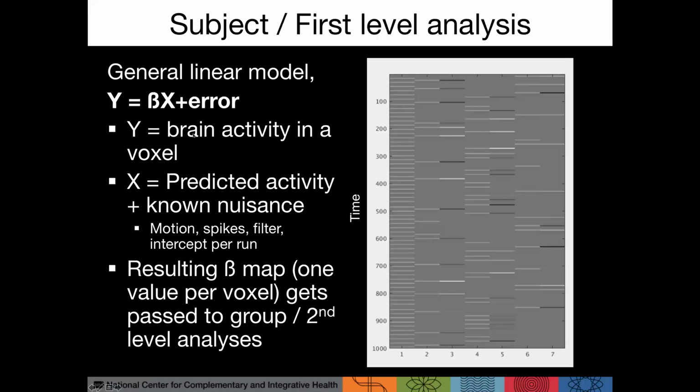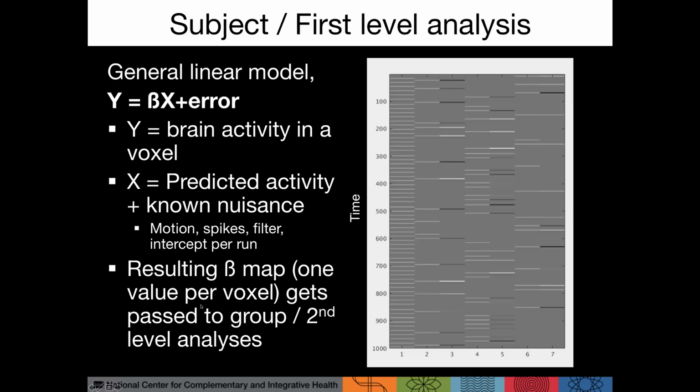So your dependent variable in this case is the brain activity in the voxel over time. Your input variable, the X matrix, is your predicted activity based on convolving your event timing with the hemodynamic response function, as well as a bunch of nuisance covariates that I'm not showing here. So we model things like known motion, any spikes in the MRI signal, artifacts, filtering so that we get rid of low frequency fluctuations, and we use intercepts if we stop and start the scanner because the overall scan activity level, average activity, is going to differ by run.